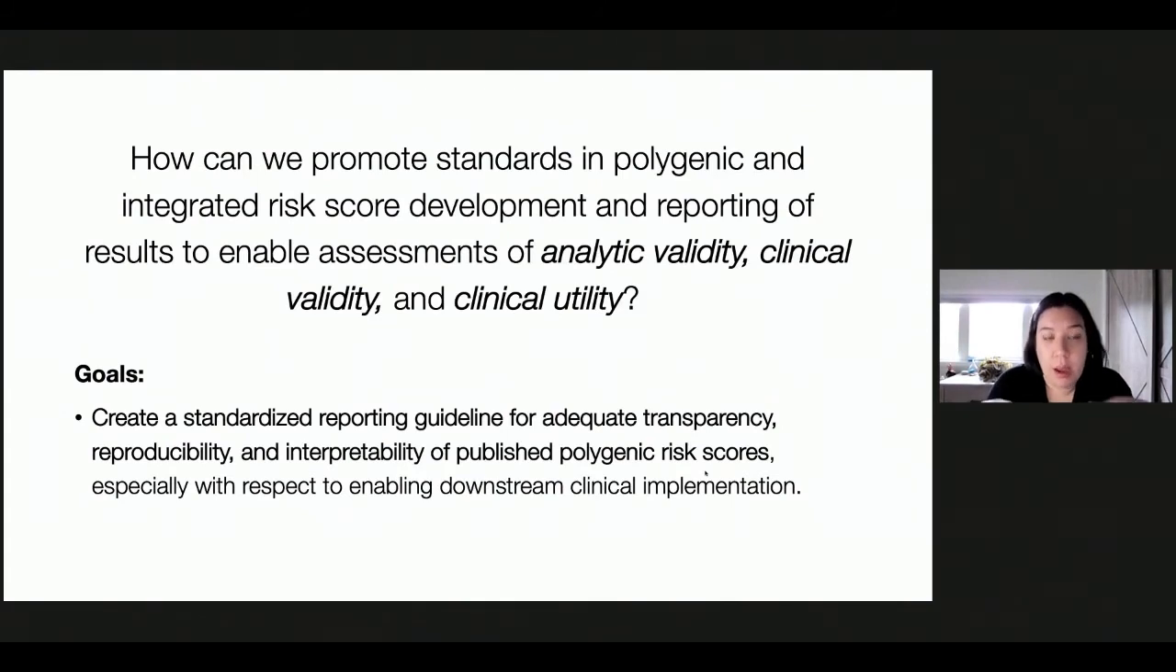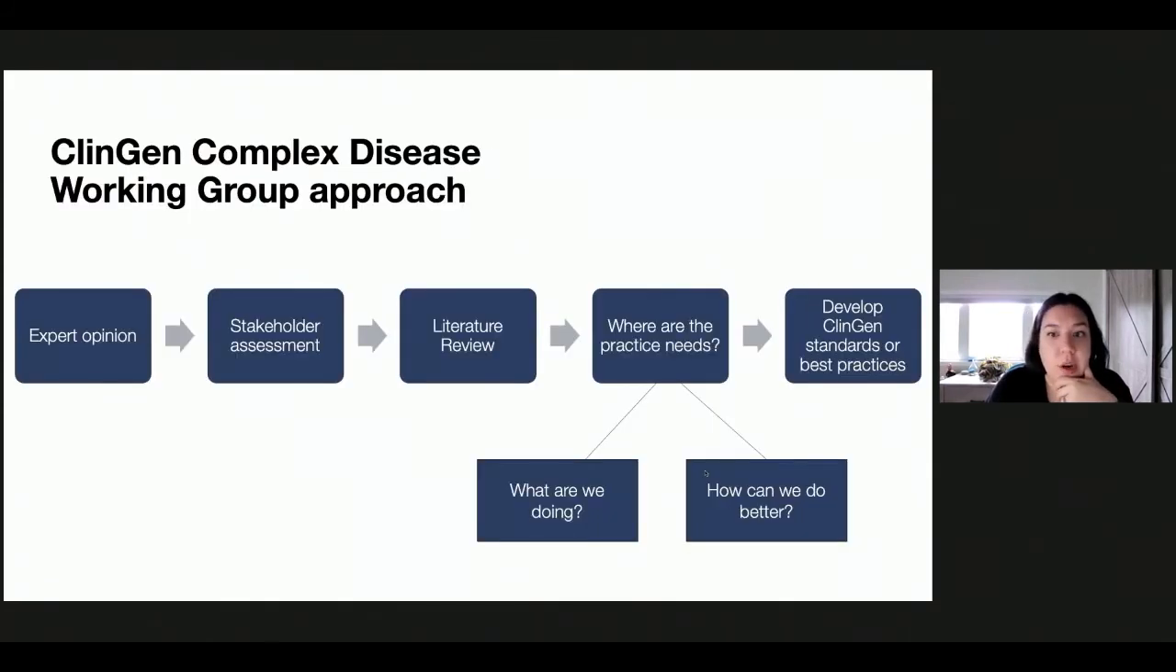And so the first thing that we're going to talk about, Hannah's going to take over in a second, is this first goal: creating a standardized reporting guideline for adequate transparency, reproducibility, and interpretability of published polygenic risk scores. So again, it's a way to assess the scores; we just need to know what they're doing. And this is really important to get any further down towards the downstream clinical implementation. So Hannah, do you want to take over, and just tell me when to move the slides?